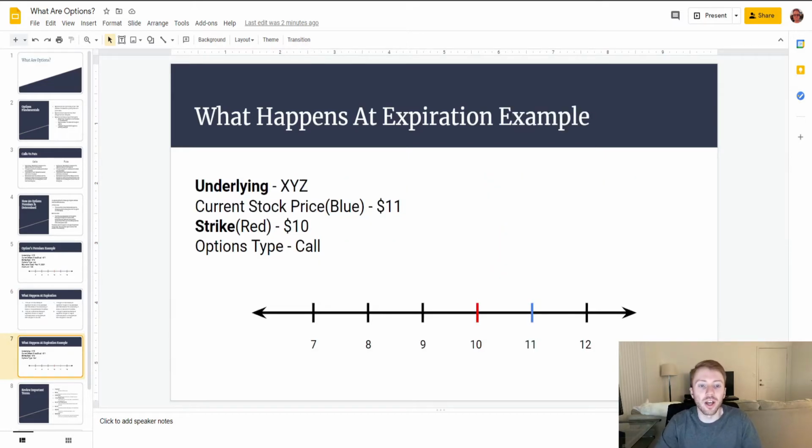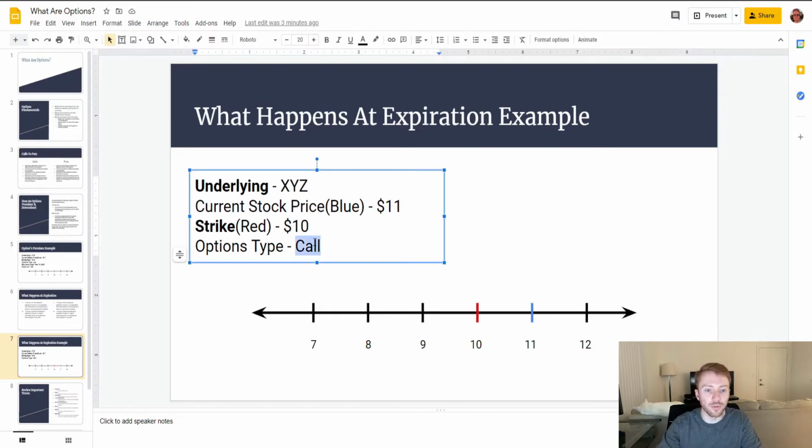So again, let's look at company XYZ here and see what would happen to our option at expiration. So again, we have our strike price in red at $10 and our current stock price in blue at $11. And this is a call. So at expiration, our call would get exercised and we would buy 100 shares at $10 a share because that's our strike price. And we would instantly realize $100 in gain because that would be the difference between our strike and the current trading stock price times 100. We would make $1 a share on 100 shares.